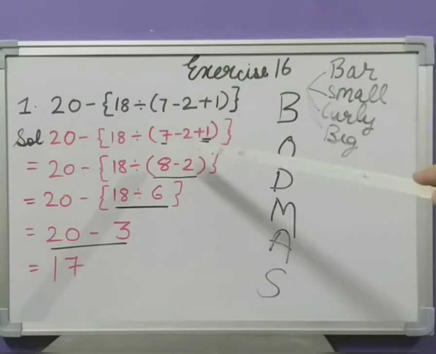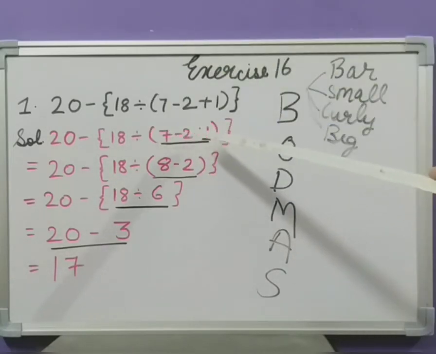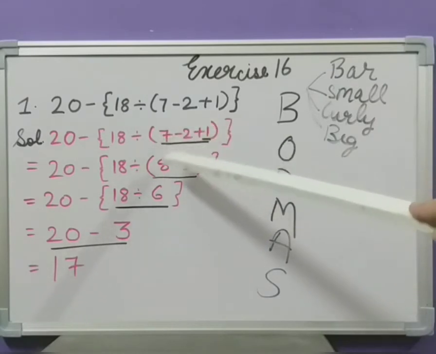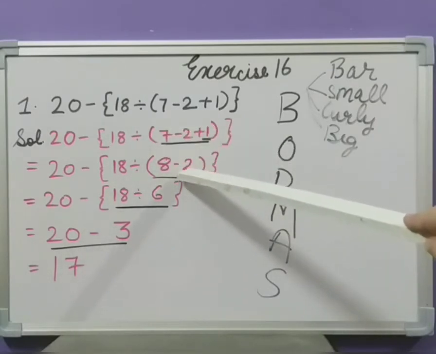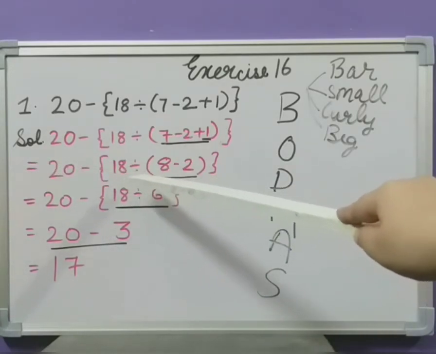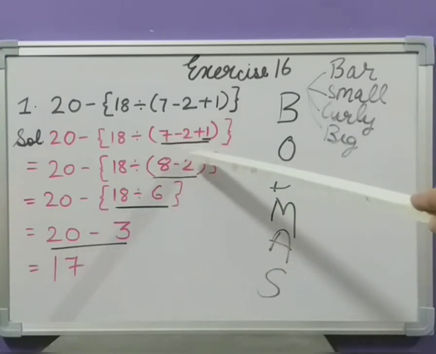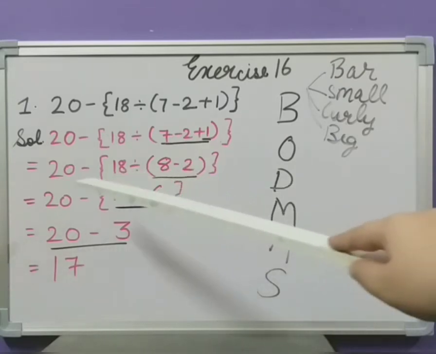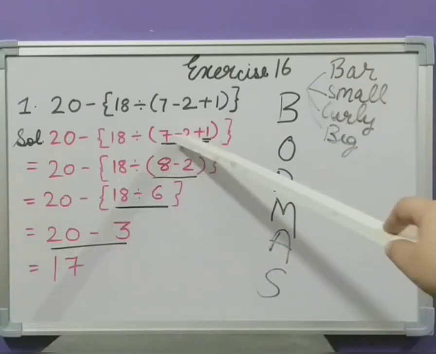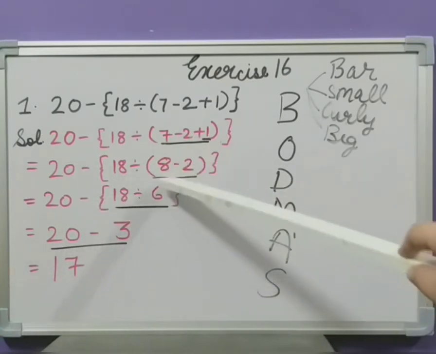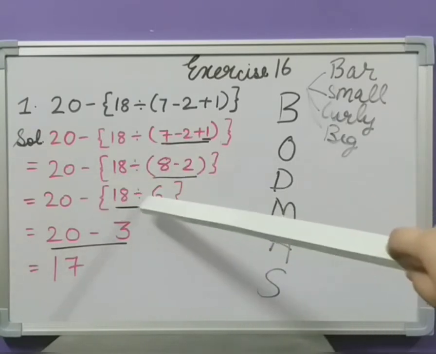So 7 minus 2 plus 1. Now according to this, we take 7 plus 1, that is equal to 8, and minus 2. So the expression will be 20 minus curly bracket 18 divided by small bracket 8 minus 2, bracket closed and the curly bracket closed. So now we'll go to the next one. After solving this we got 6 here. Now only the curly bracket is left.